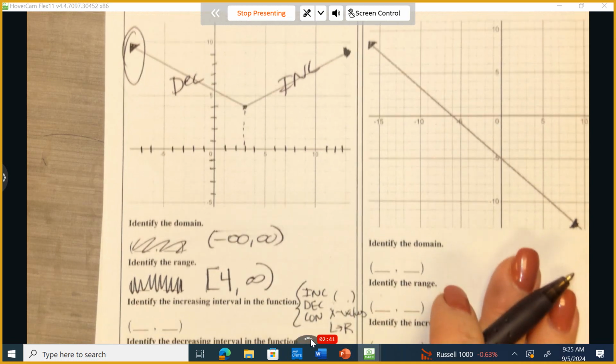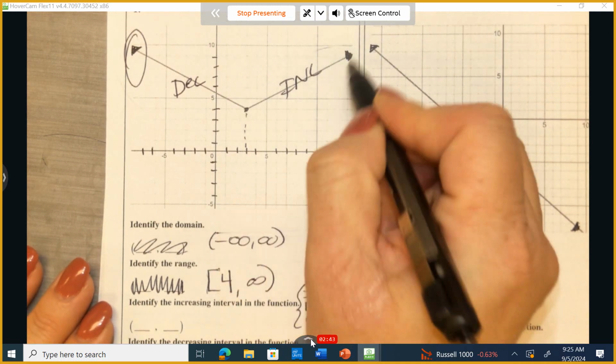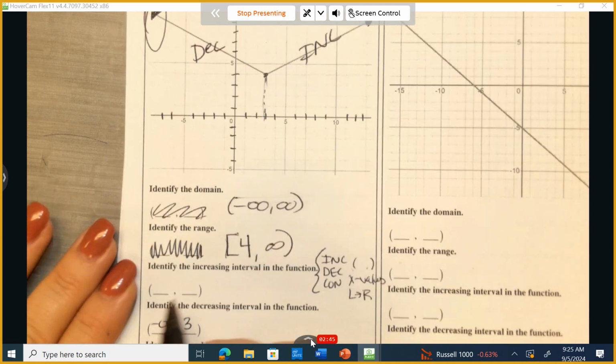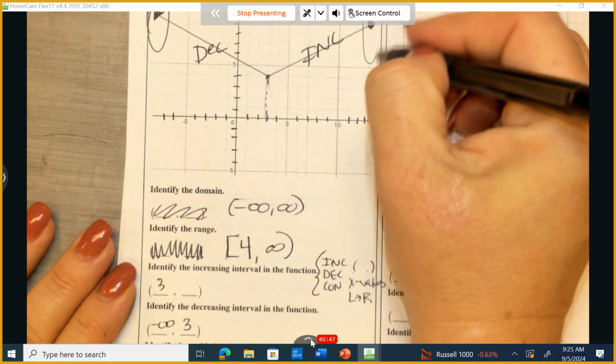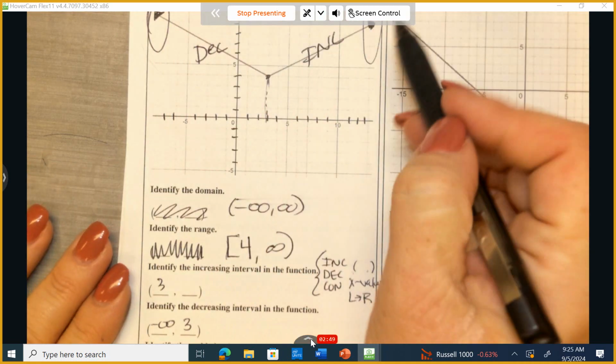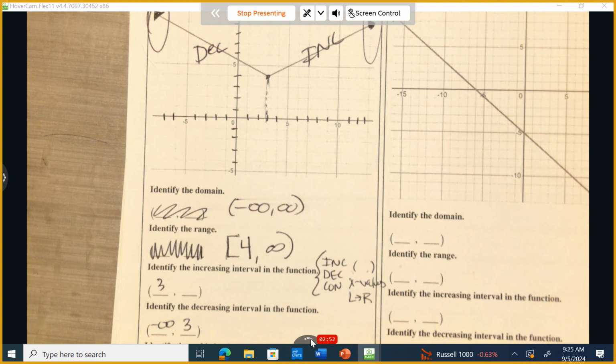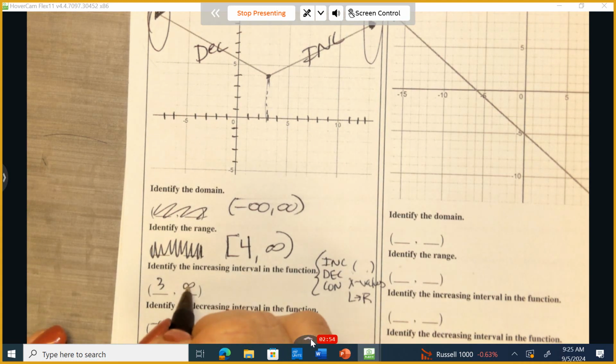Let's do the increasing interval. This is the increasing interval. It starts at 3, and as I go to the far right, it continues to increase. What symbol do we use to describe far right? Positive infinity.